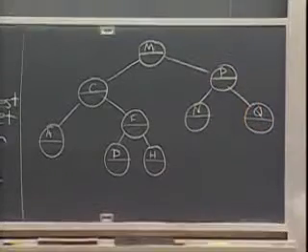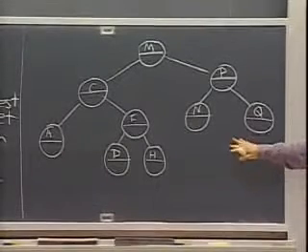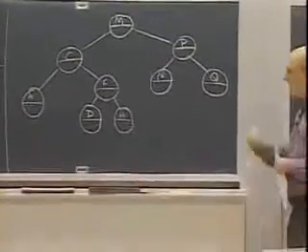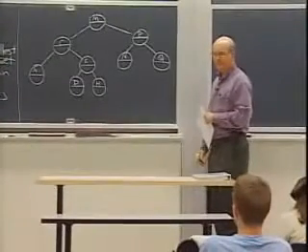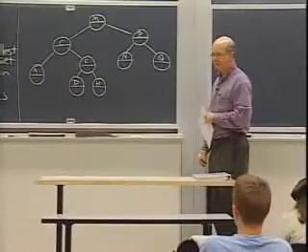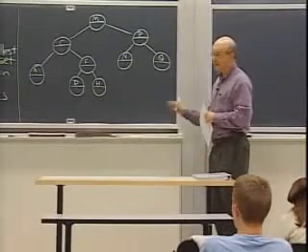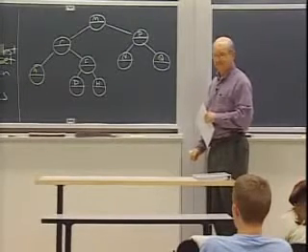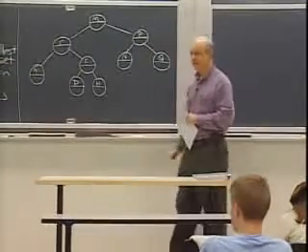This is a red-black tree, so just for practice, how can I label this tree red and black so it's a red-black tree? I haven't shown the nils. Remember, the nils are all black. Make sure it is a red-black tree. Not every tree can be labeled as a red-black tree. This is good practice because this sort of thing shows up on quizzes.